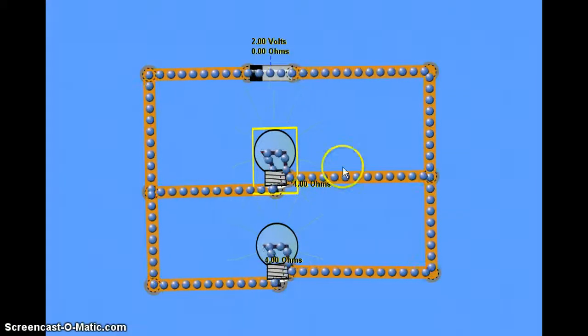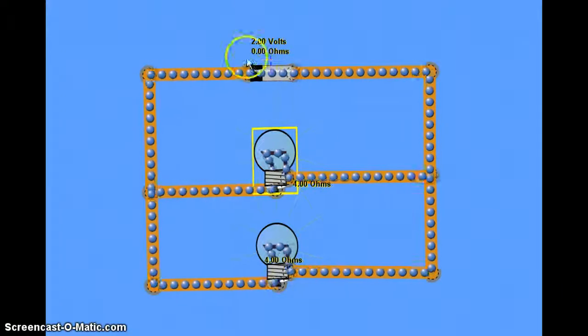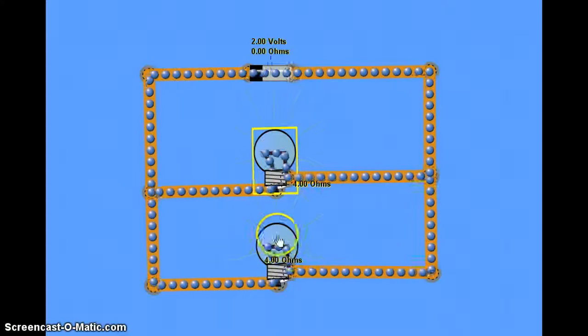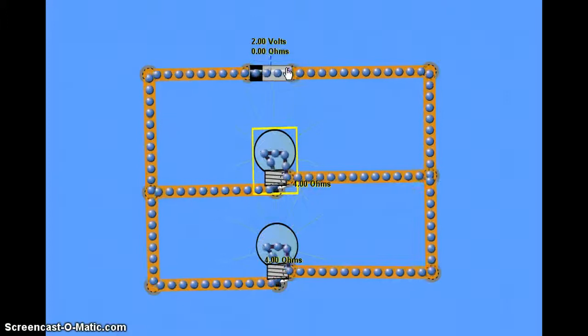We have a very simple parallel circuit set up here. We have a 2-volt battery, and it's connected, as you can see, in parallel with a 4-ohm resistor, a light bulb, and then a second parallel branch here, a 4-ohm resistor as well. So two 4-ohm resistors in parallel and a 2-volt power supply.